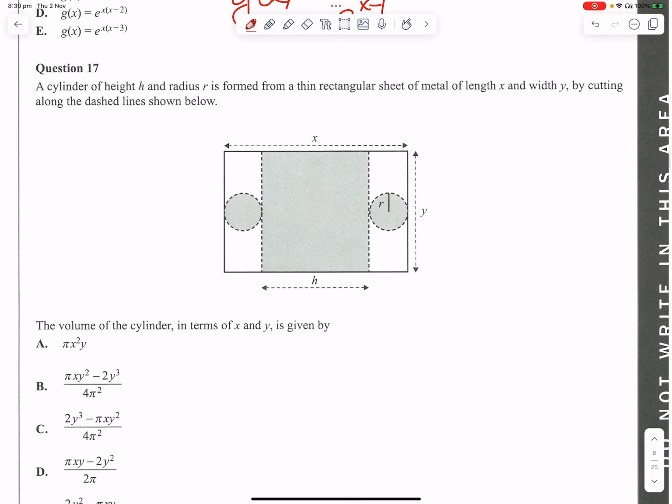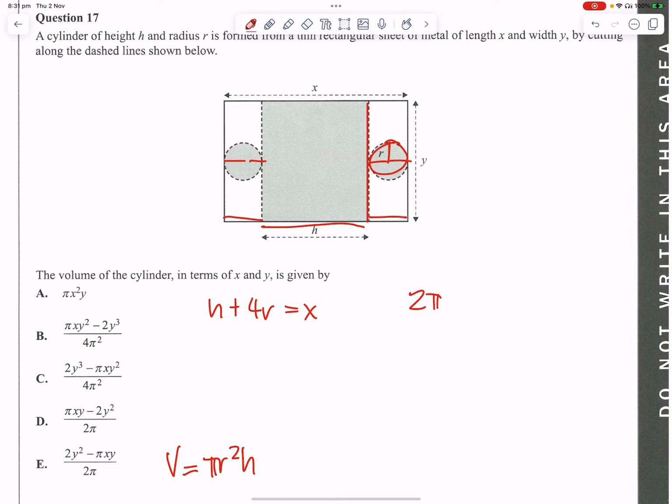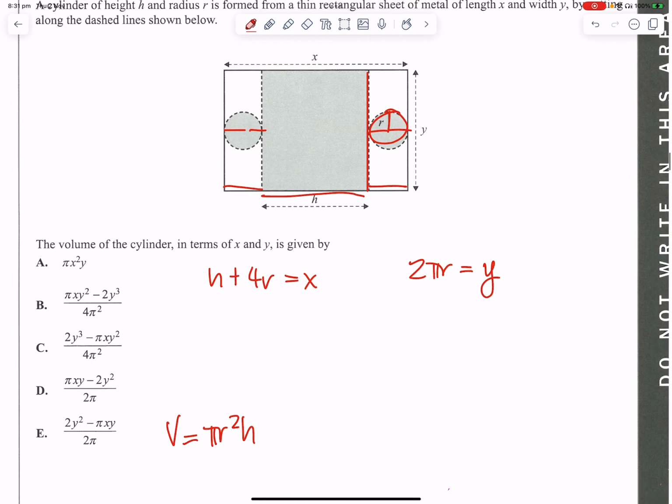Okay, the height of a cylinder and the radius is formed in a thin rectangular sheet of metal, length x and width y, by cutting along the dashed lines below. The volume of the cylinder. So we know the volume is pi r squared h. We know that plus that plus that. Now if that's r, that's also r, that's r, that's r, that's r. So h plus 4r has to equal x. And that length there is equivalent to the circumference of that. So 2 pi r is equal to y.